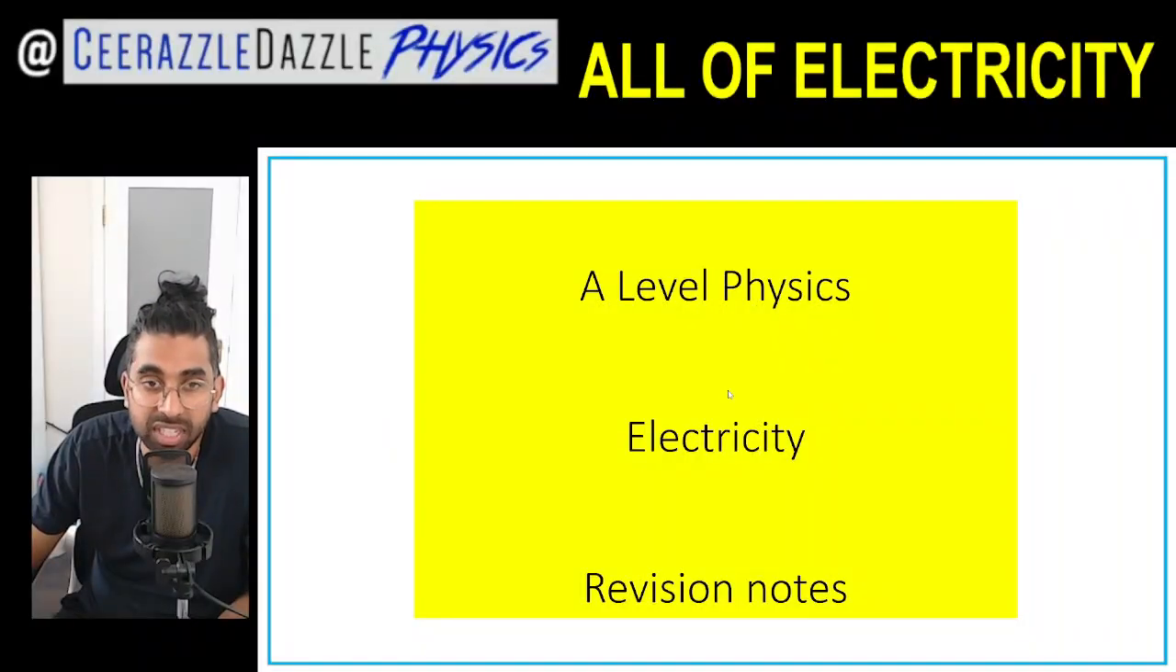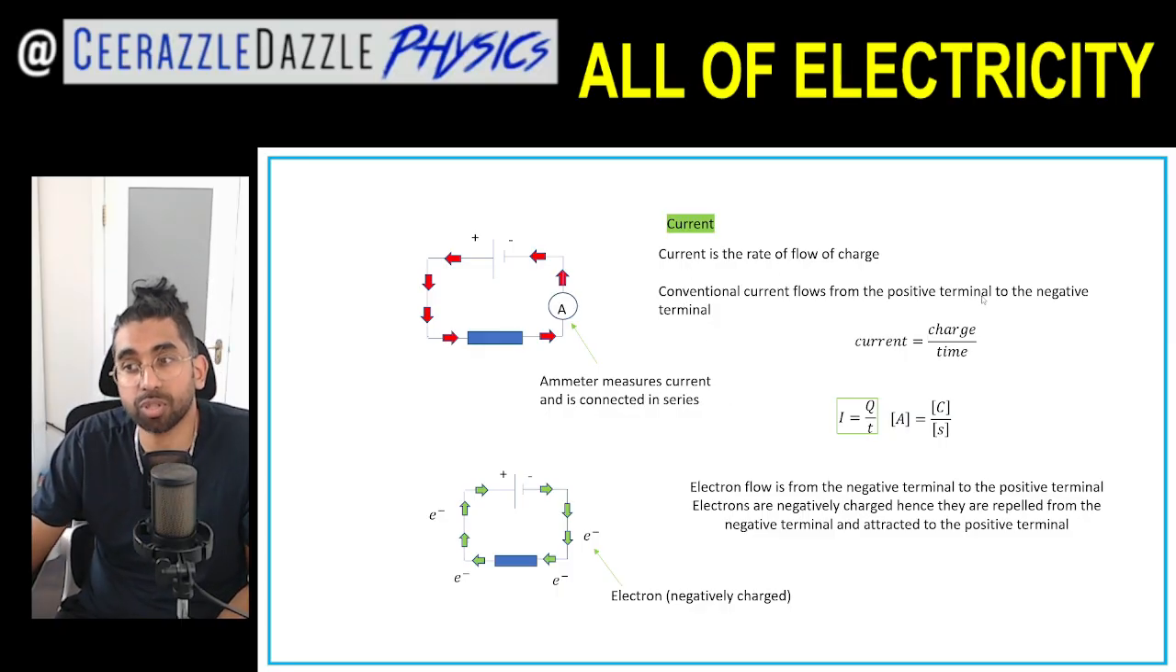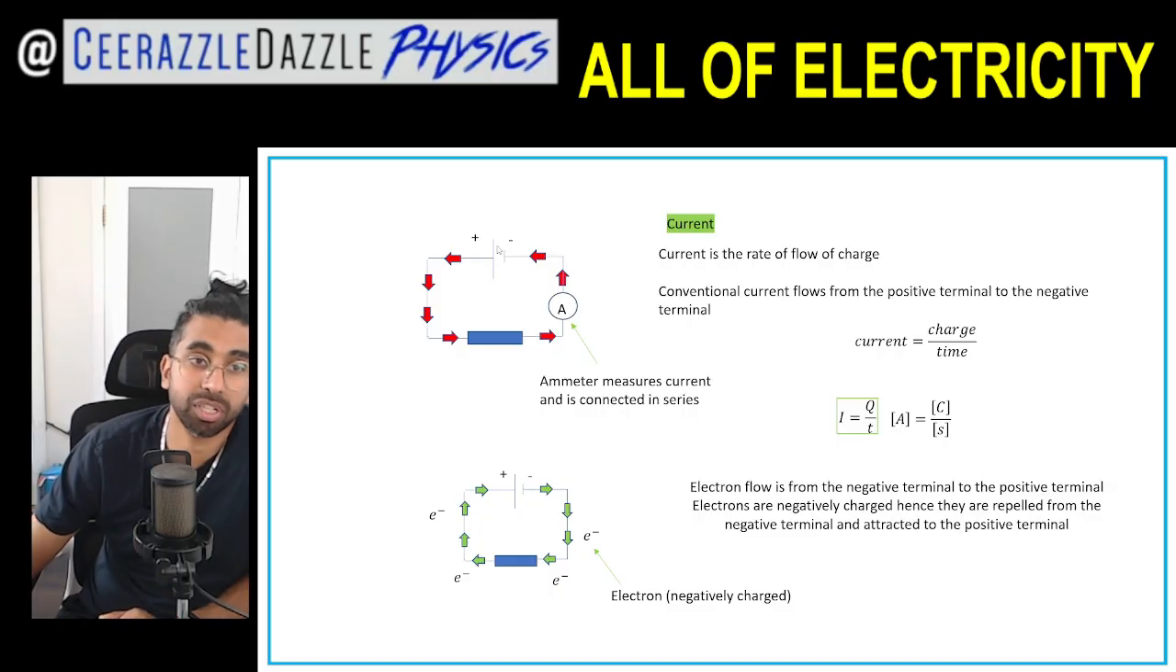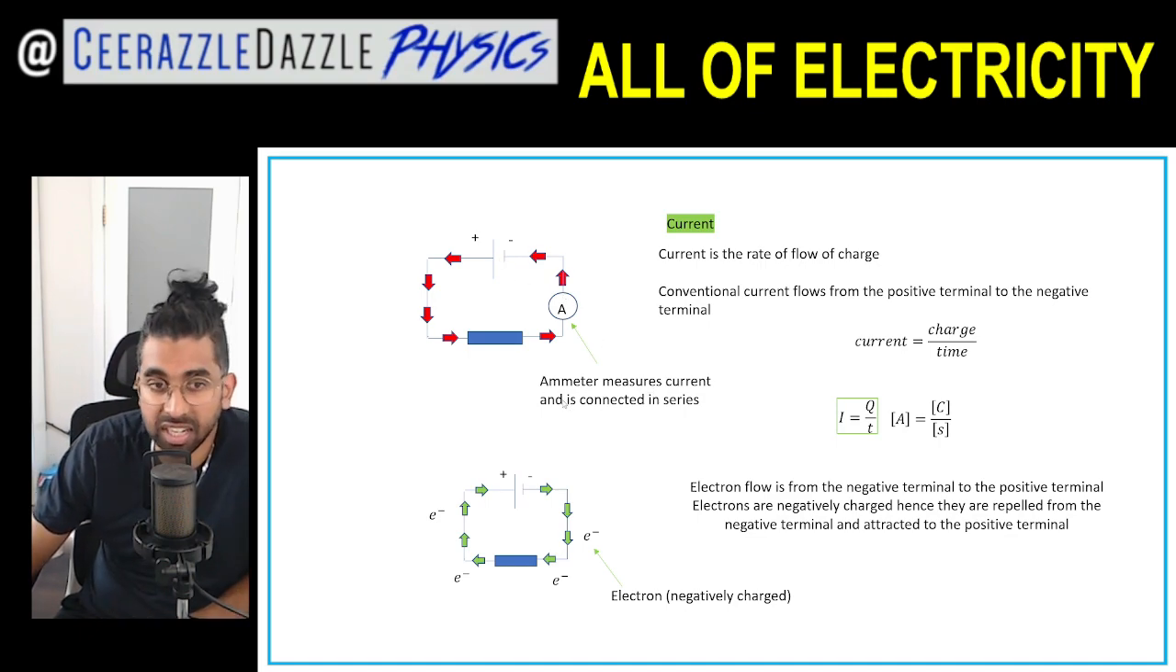A-level physics electricity explained in one video. Current is equal to the rate of flow of charge. Conventional current flows from the positive terminal to the negative terminal, which is the long stick to the small one. As you can see, it's going in this direction through the resistor, through the ammeter, and returning back again. The ammeter is obviously used to measure the current and is connected in series. Current is equal to charge divided by time. I is therefore equal to Q divided by T. That's the formula. In terms of the units, I is in amps, charge in coulombs, time is in seconds.